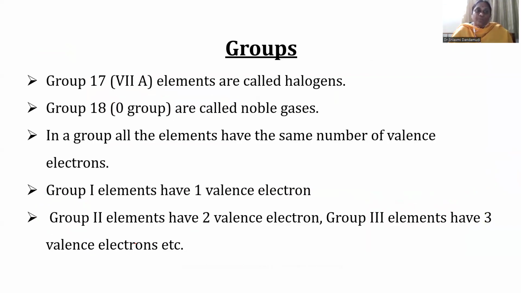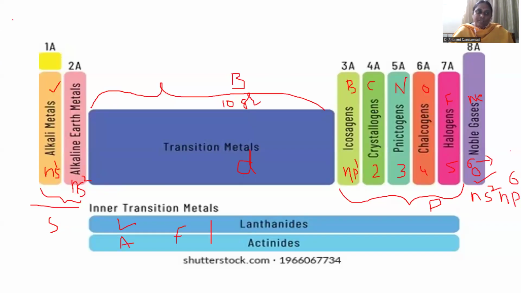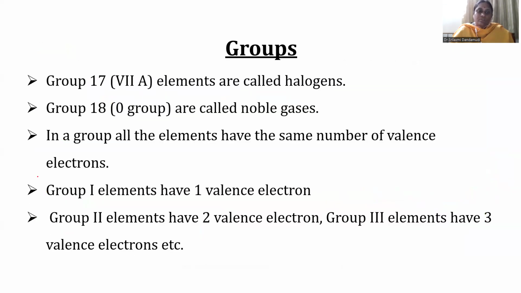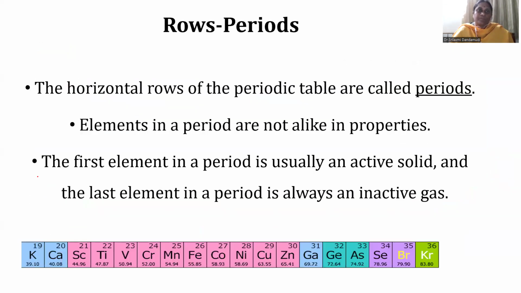Next, in a group, all the elements have the same number of valence electrons. So each group has the same valence electrons. See here, just as we discussed, in the group it contains the same electronic configuration from top to bottom. So its valence electrons are also similar throughout the group.